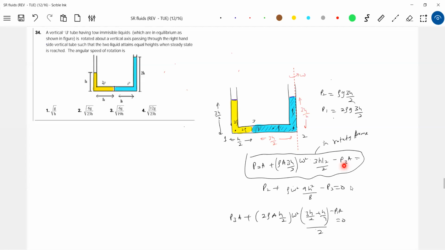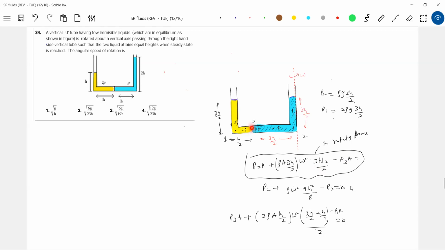Again, I'll write from here. This is the point. From P1, I'll write it here. So from here, what is P1? So again, here P3A, P1A, 2 rho. That effective distance is what you have to calculate here.